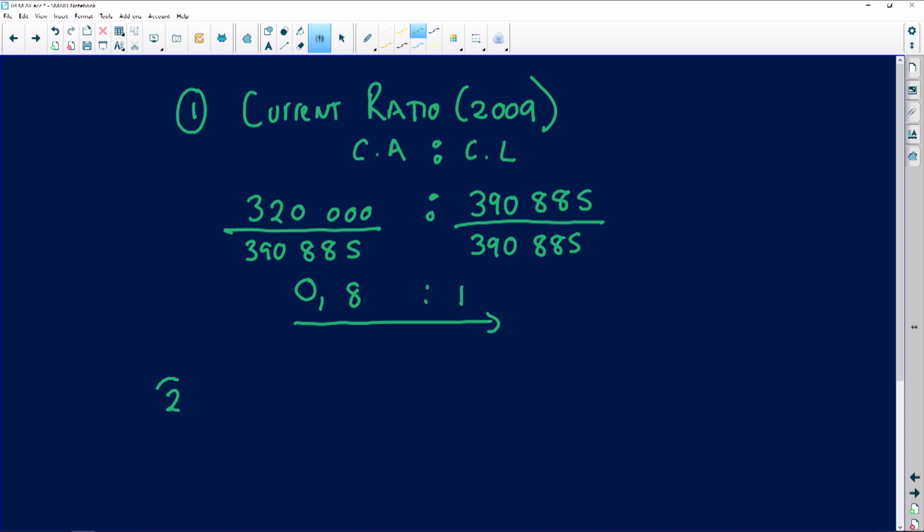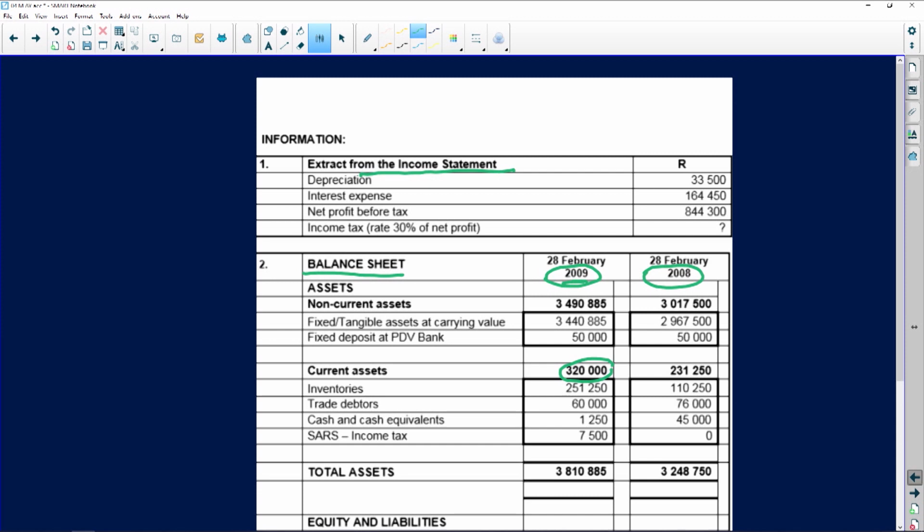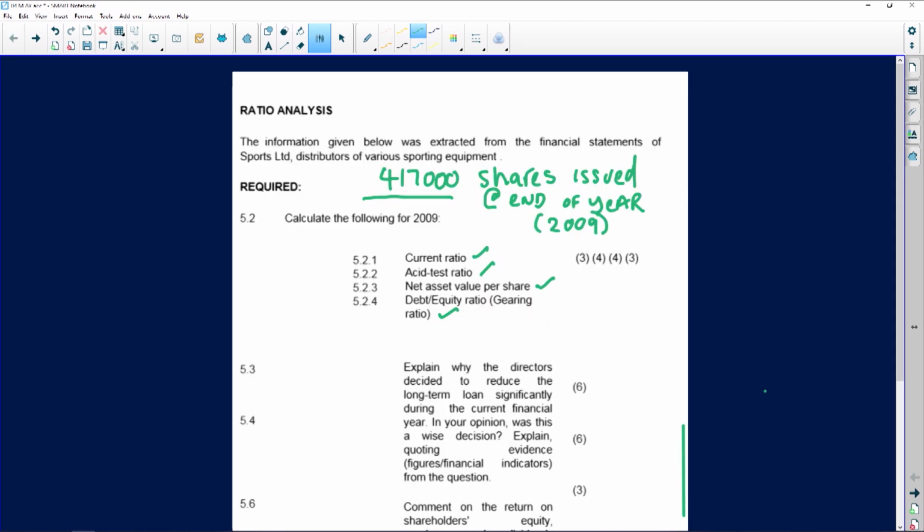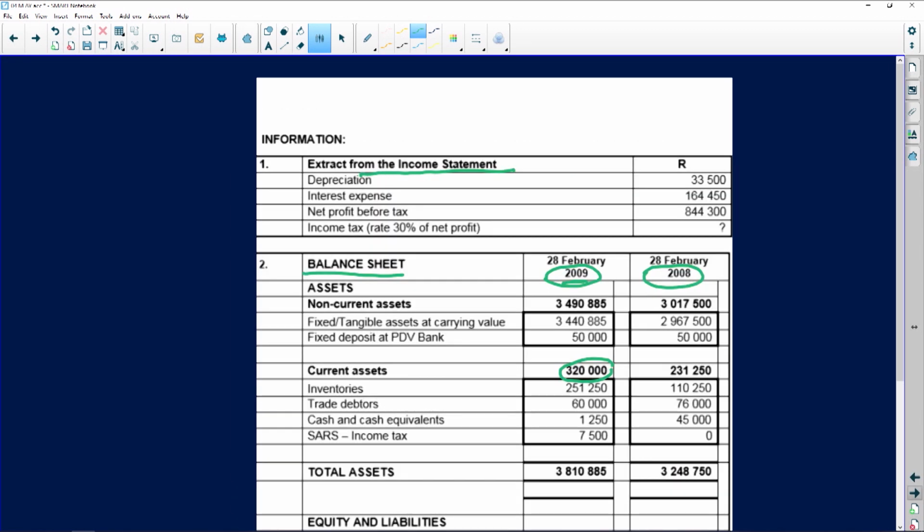It should have been straightforward, and hopefully you got that answer before I did. Right, let's move on now to the next calculation. So the second calculation, let's go back to our question. They want me to calculate the asset test ratio. Right, so let's do that.